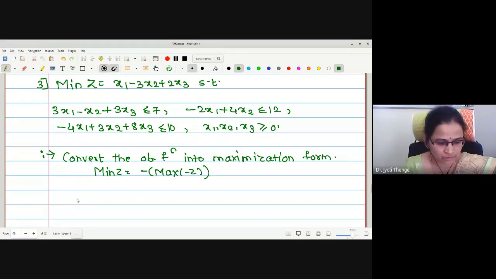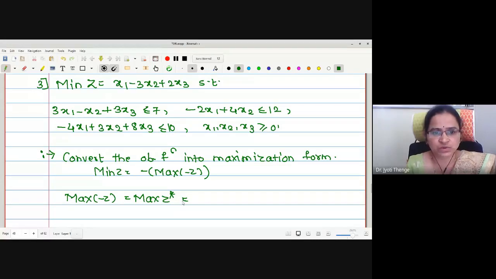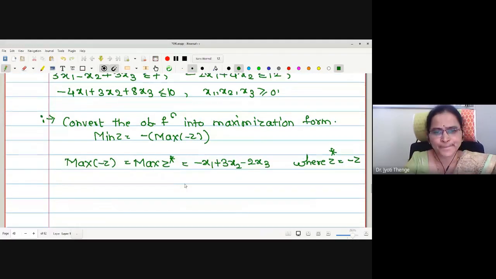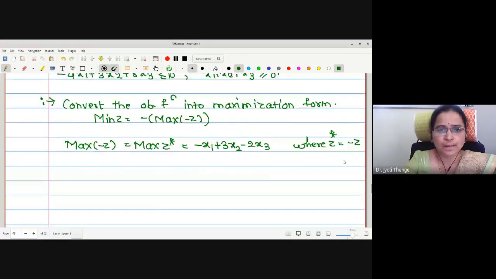One can write what is maximum of minus z, or you can write maximum z star also. What is the value? Minus z. If z is this, what is minus z? It is minus x1 plus 3x2 minus 2x3, where z star we have taken as minus z. This is clear? Whatever is z, we have taken a negative sign, and instead of minus z, I have written this as z star, where z star is minus z.